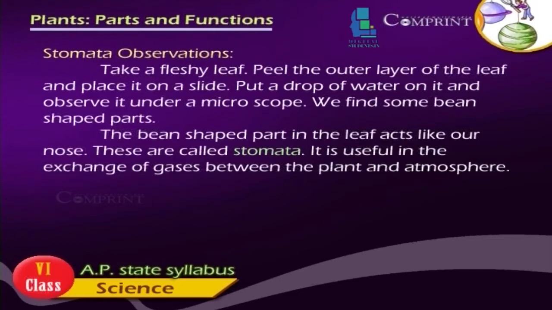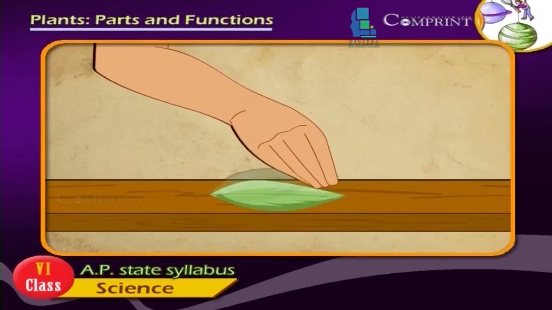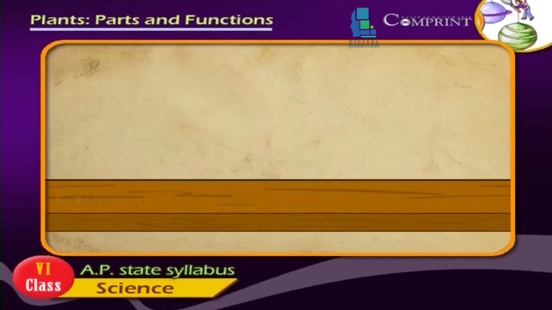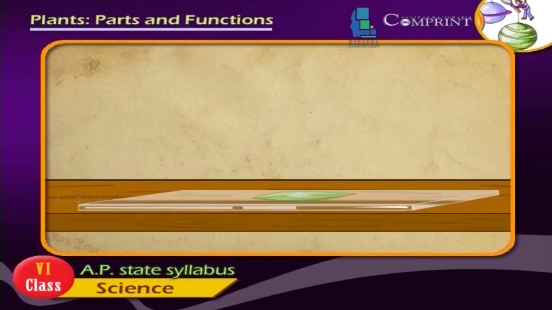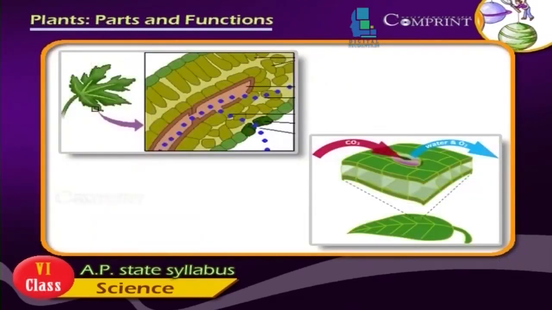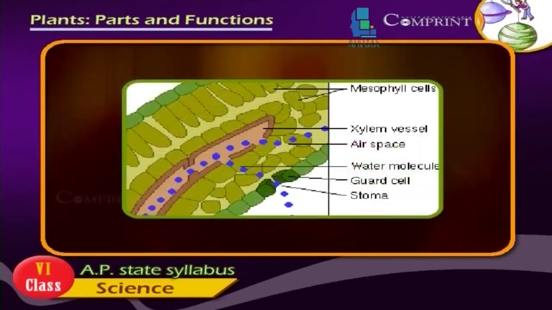Stomata observations. Take a fleshy leaf. Peel the outer layer of the leaf and place it on a slide. Put a drop of water on it and observe it under a microscope. We find some bean-shaped parts. The bean-shaped parts in the leaf act like our nose. These are called stomata, which help in the exchange of gases between the plant and atmosphere.